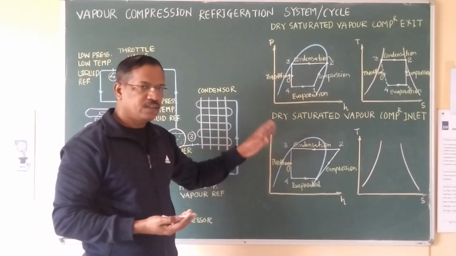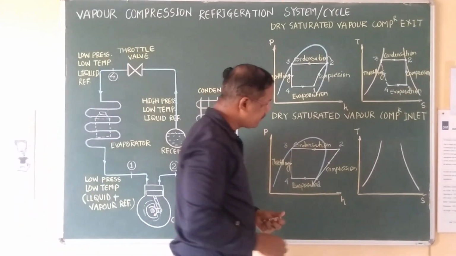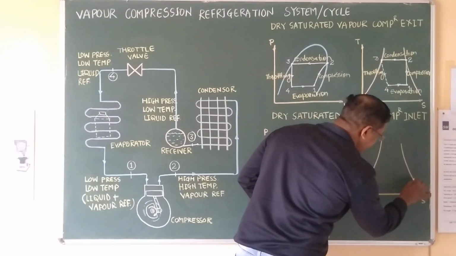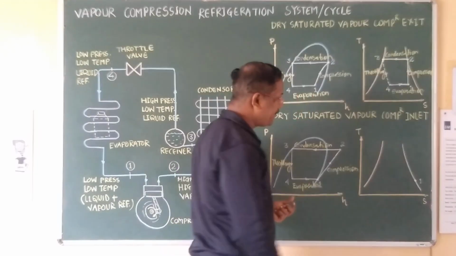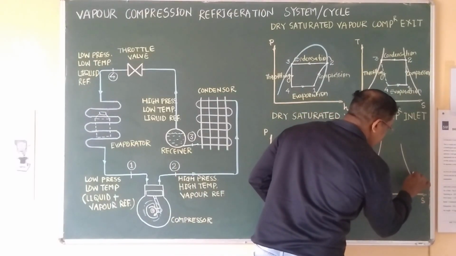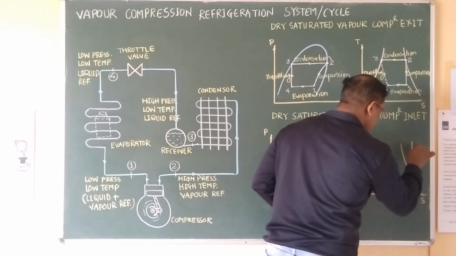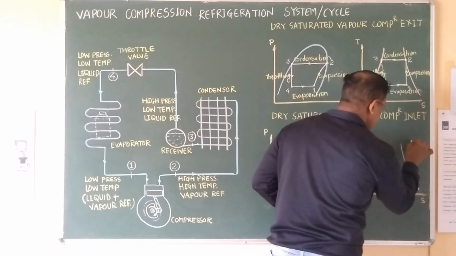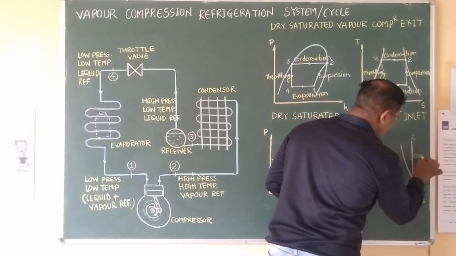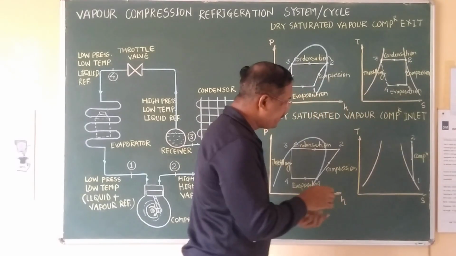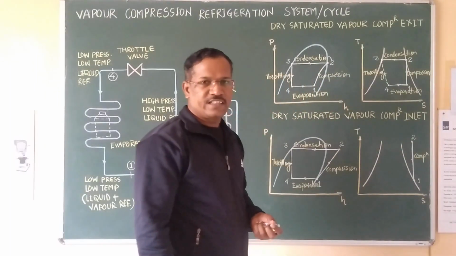Now for this, if I try to draw the TS diagram, then the first point will be at this graph. This is our entry of the compressor. As compression is adiabatic, it is a vertical line, entropy remains the same. This is our constant entropy process, compression 1 to 2. This is the compression process. Now we can see that the end of compression is in the superheated region.